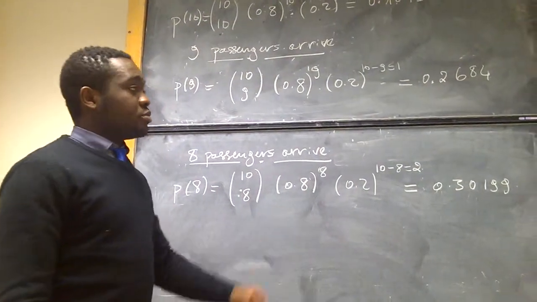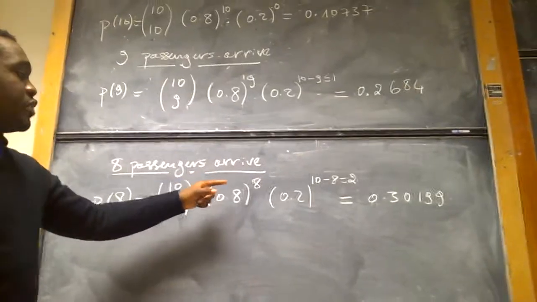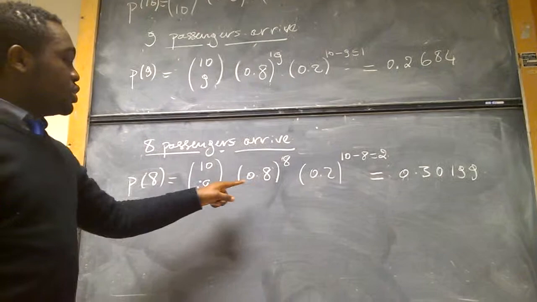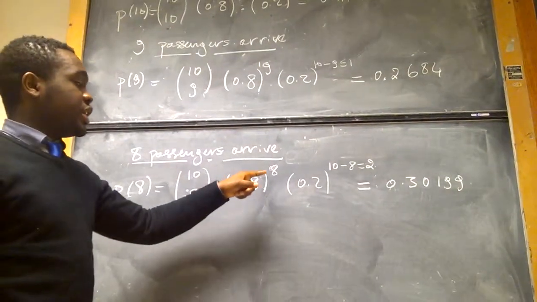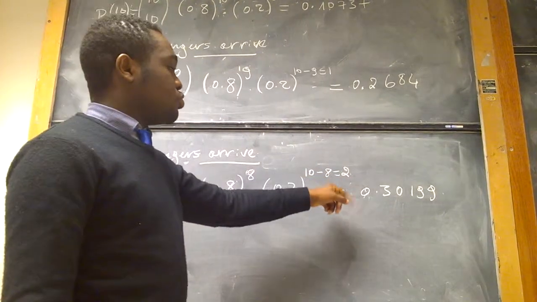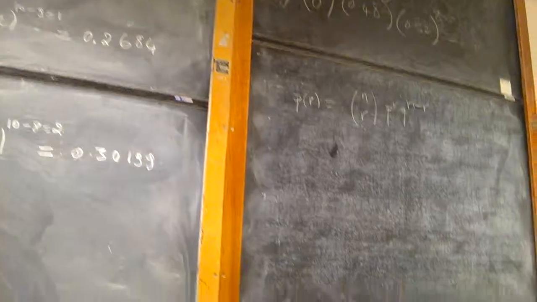Hi again, this is the second part of the video. For 8 passengers arriving, we got that formula, which is 10 choose 8 times 0.8 to the 8 times 0.2 to the 10 minus 8, which is 2, and we've got the answer according to that formula.